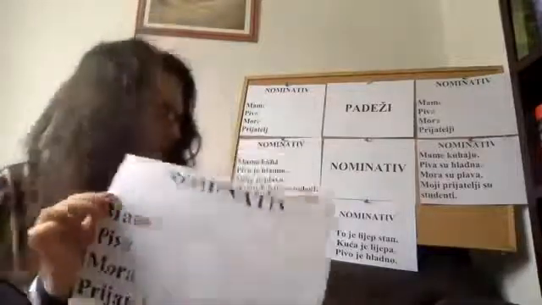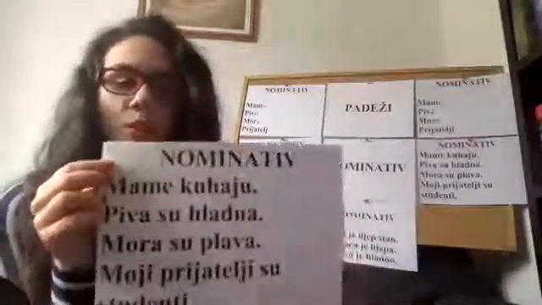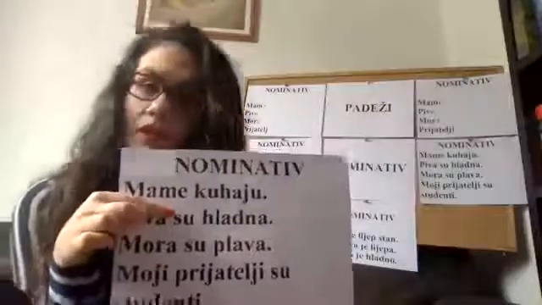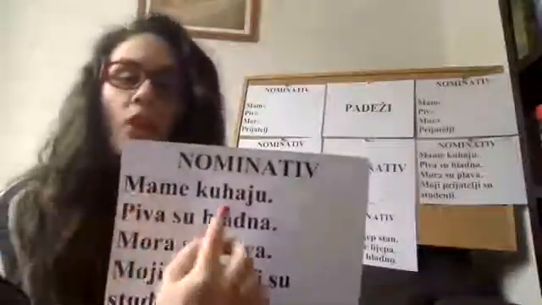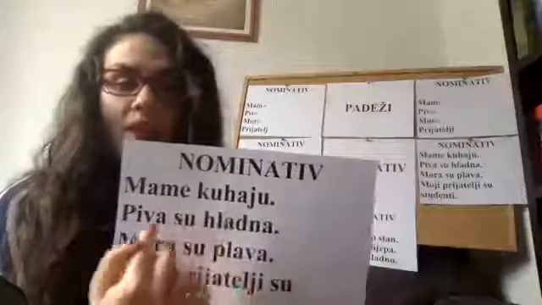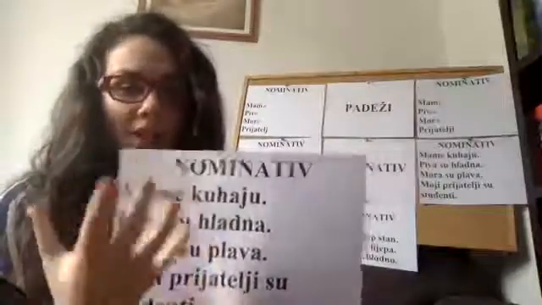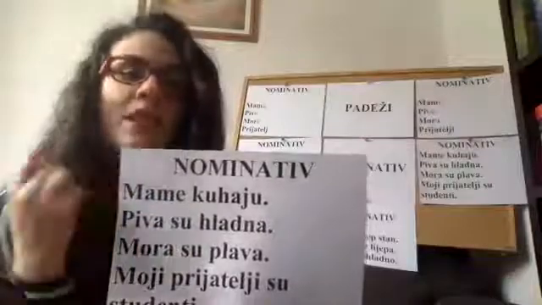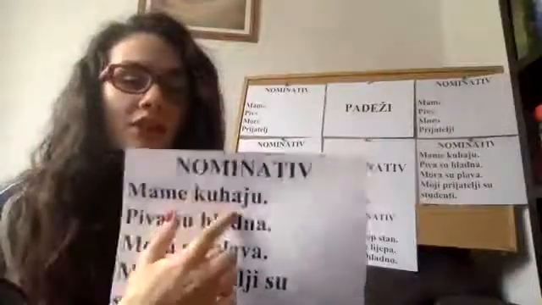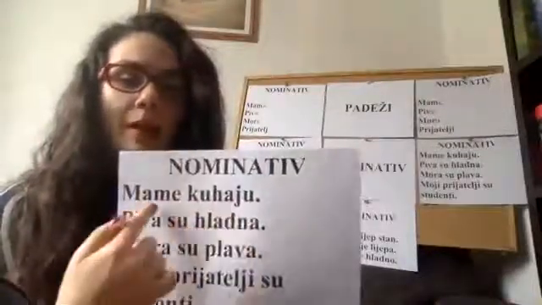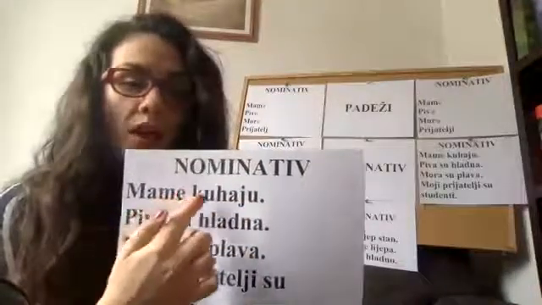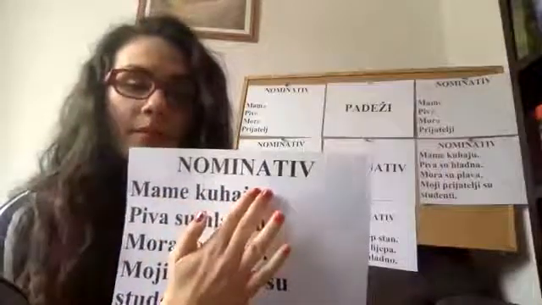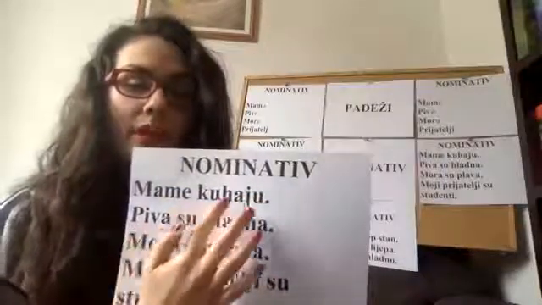Let's use this also in sentences. We can use the same ones and just see what happens with the rest of the sentences. Mame kuhaju. Now, because the subject dictates everything in the sentence, we also have to change the verb to plural. So we had mama kuha, plural mame kuhaju.